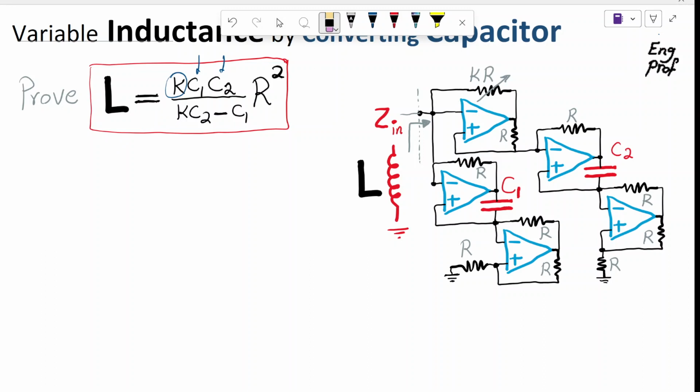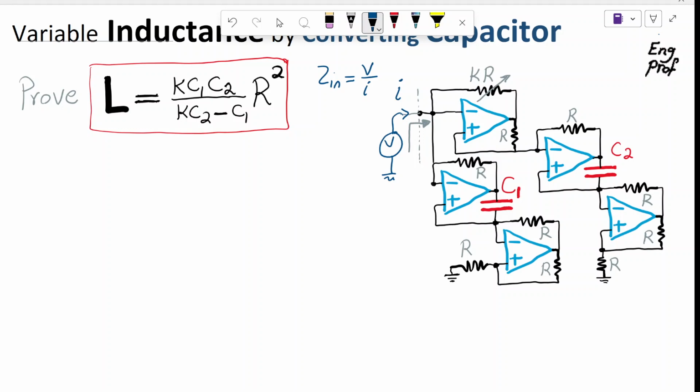And interestingly, with the proper selection of the capacitors and K, we have a chance at realizing both positive and negative inductance in this circuit. Okay, so let's apply the test voltage. Similar to all practices before, I am going to apply a test voltage here, V test or Vin, and then try to find the current I, so that by finding Zin equal to V over I, we can find the input impedance and prove that it is actually an inductance realized while not having any inductor in this circuit.